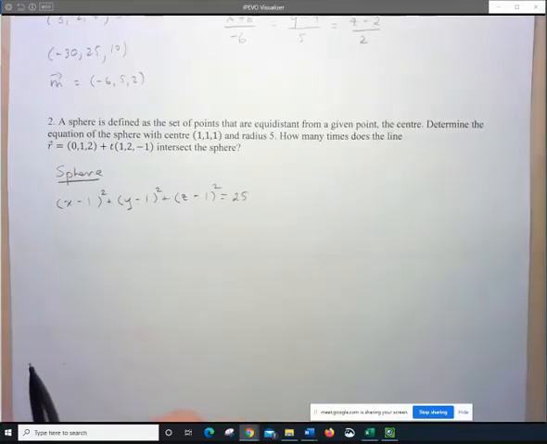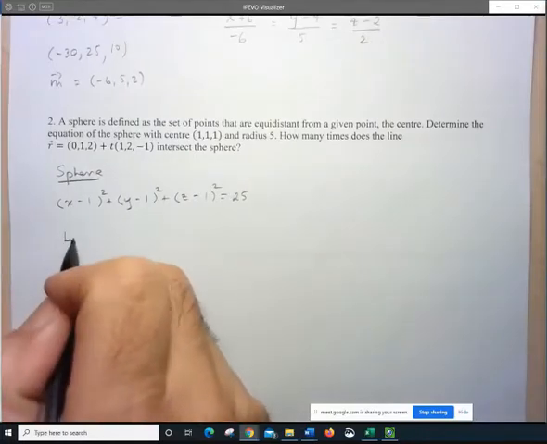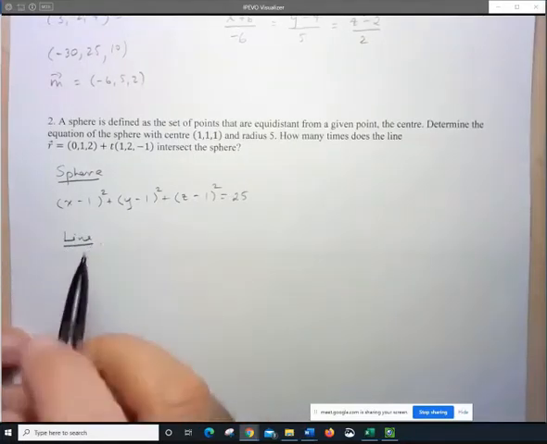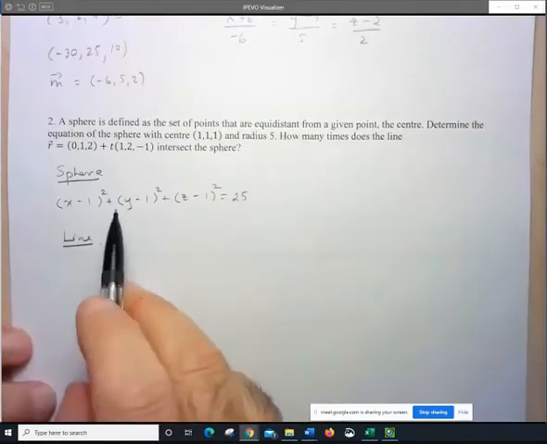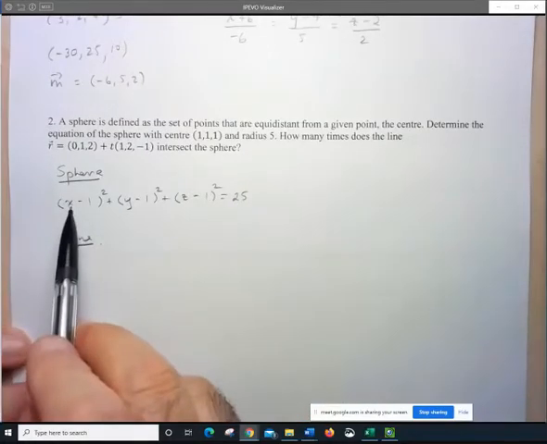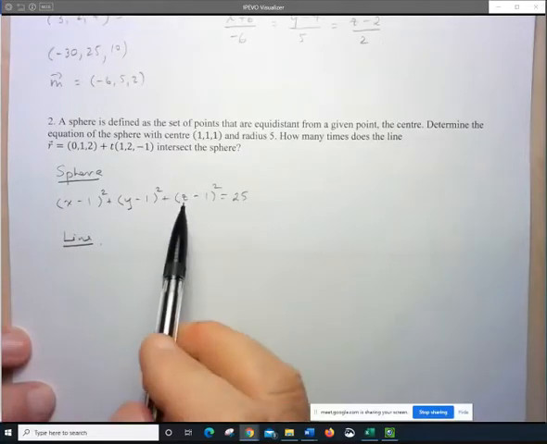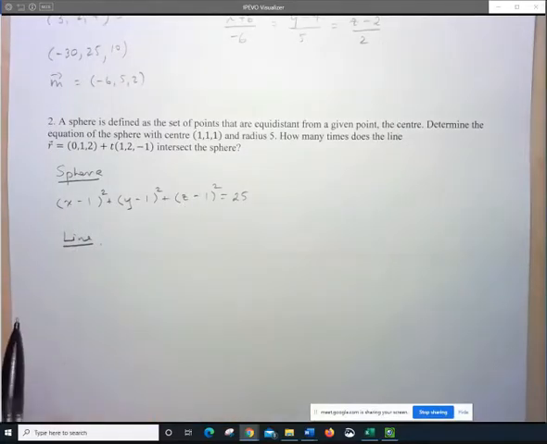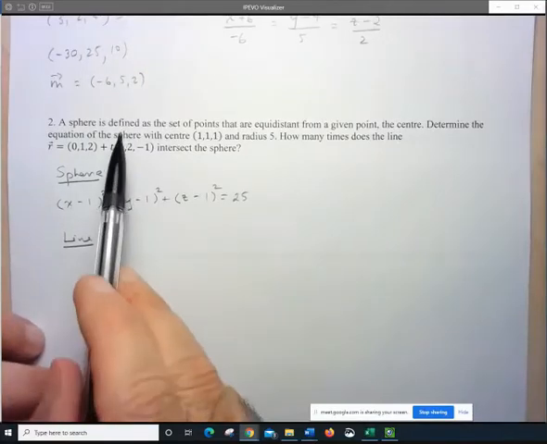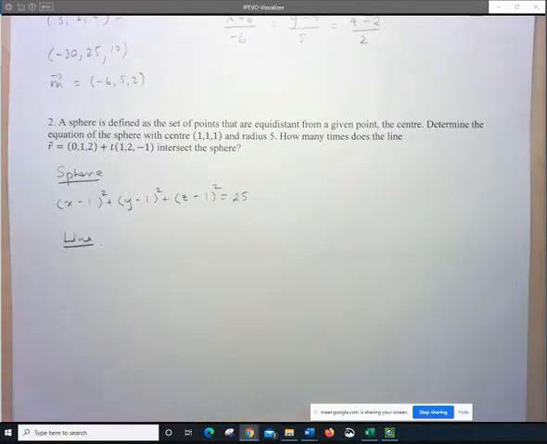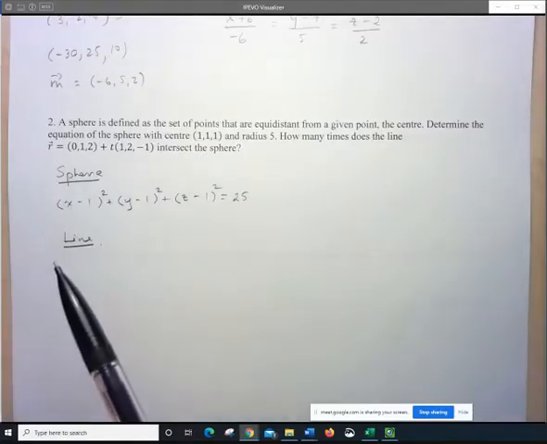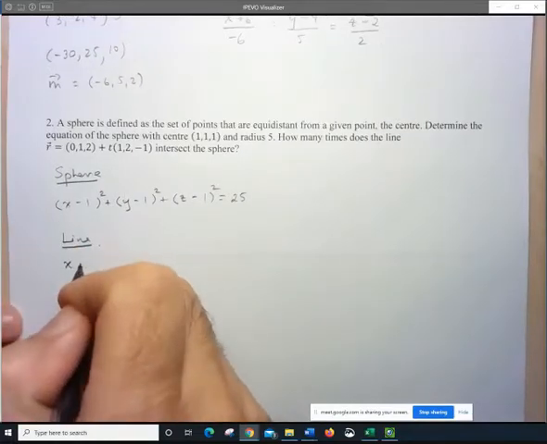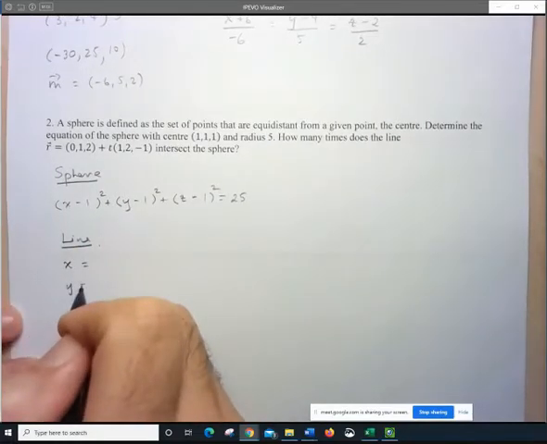But look at what I find in my equation of a sphere. I find the x component separate from the y component, separate from the z component. So if I want to work with this sphere and this line, what might be a useful thing to do when considering the equation of this line? Let's write it out in the form that gives us the x, y, and z components explicitly.